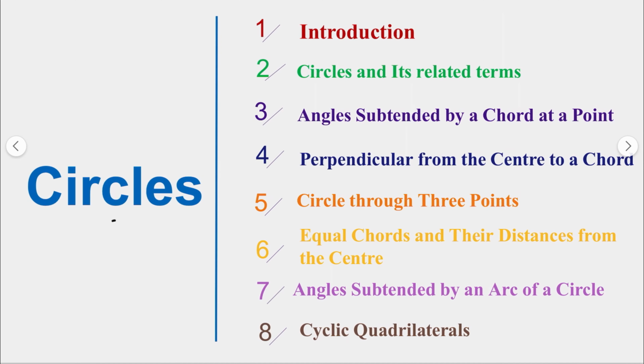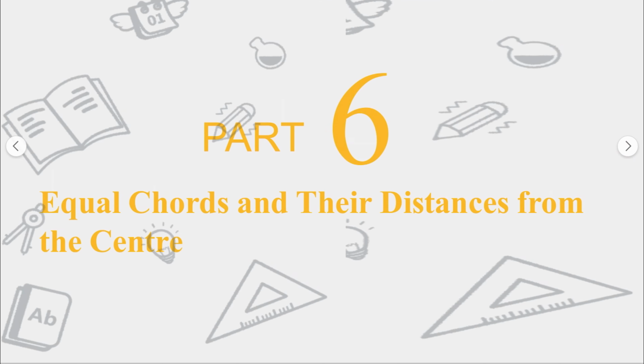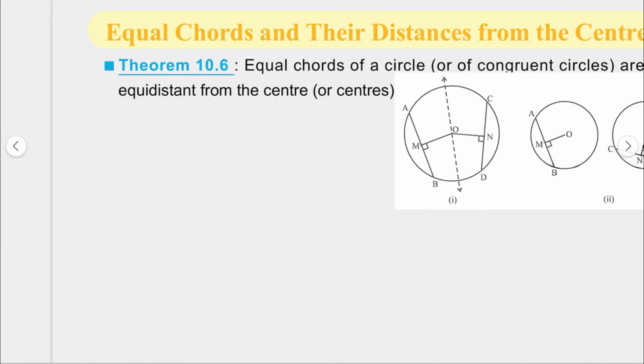The chapter number 10, Circles, is divided into a total of 8 subtopics, out of which we have already covered the first 5 subtopics in the previous sessions. Today we'll be starting with subtopic number 6, which is equal chords and their distance from the center. So let's start subtopic number 6.